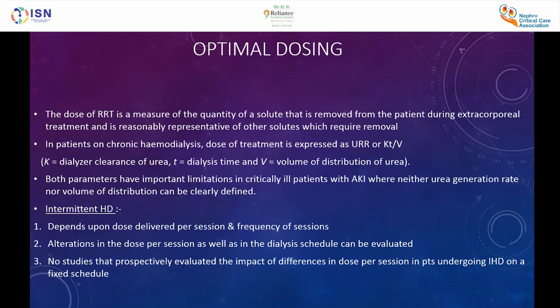Both parameters have important limitations in critically ill patients with AKI, where neither the urea generation rate nor the volume of distribution can be clearly defined. In intermittent hemodialysis, the dosing depends upon the dose delivered per session and the frequency of sessions. Alterations in the dose per session as well as in the dialysis schedule can be evaluated. There are no studies that prospectively evaluated the impact of differences in the dose per session in patients undergoing intermittent hemodialysis on a fixed schedule.